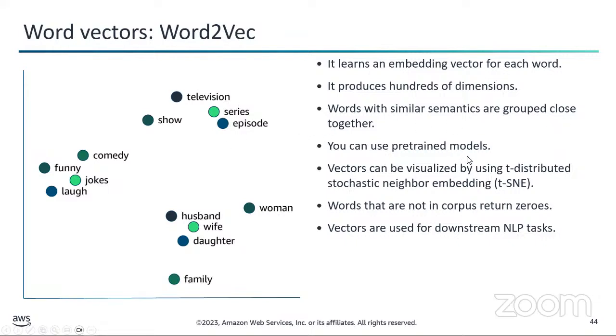Words with similar semantics are grouped close together, like this is showing you. You can use pre-trained models also, and that's what ChatGPT and all these generative AI models use. Vectors can also be visualized by using t-distributed stochastic neighbor embedding, or t-SNE. These are statistical functions. Now, words that are not in the corpus, the body of words and documents, return zeros. And the vectors are used for downstream NLP tasks, meaning that after this task there will be tasks down the line, down the pipeline, and those tasks will use these vectors.